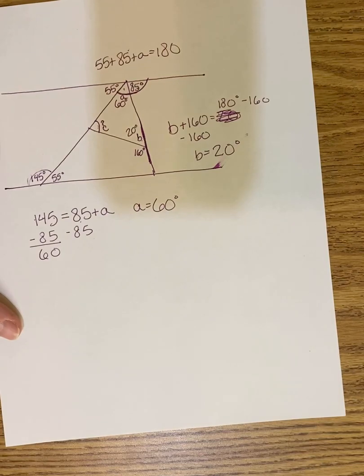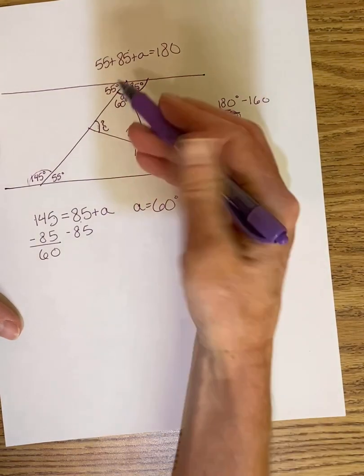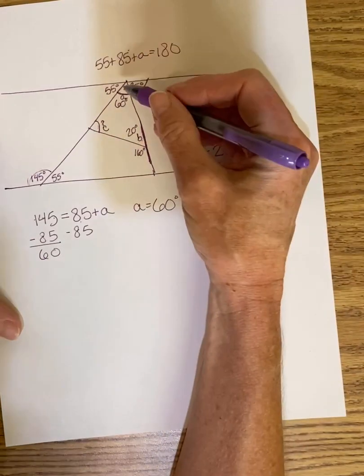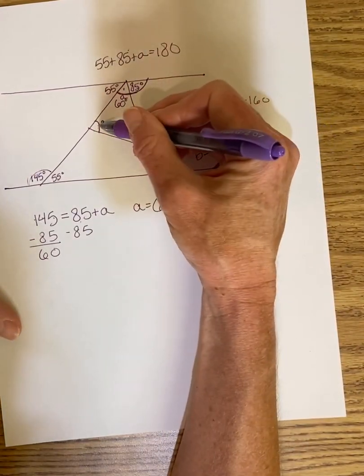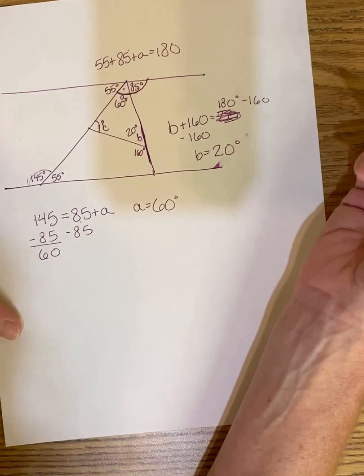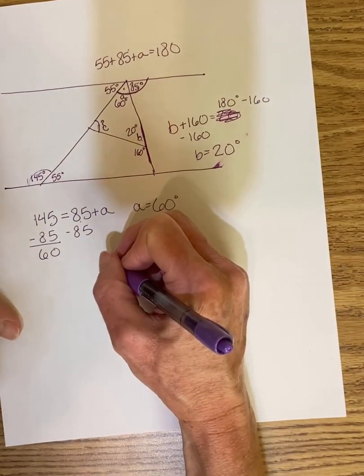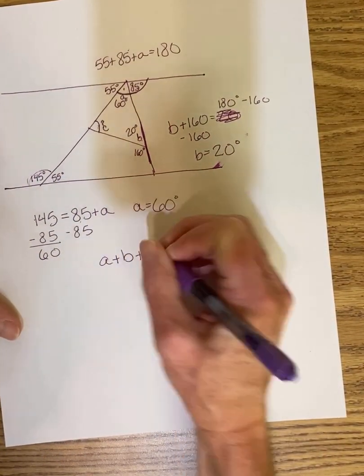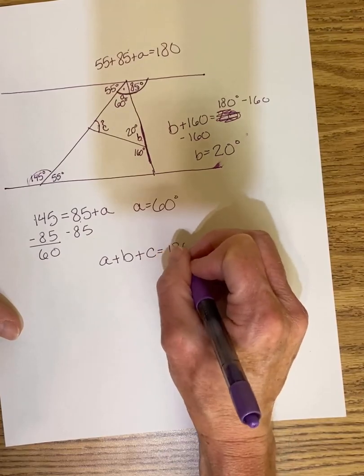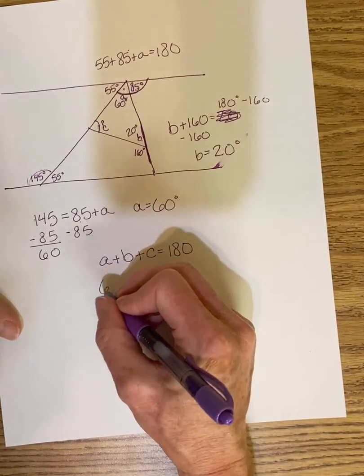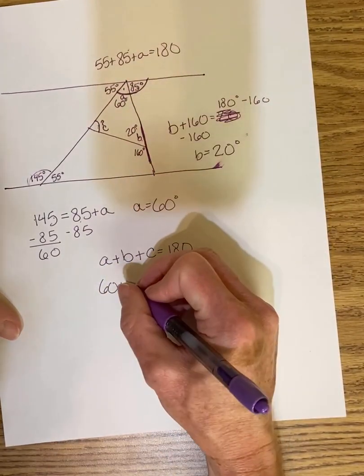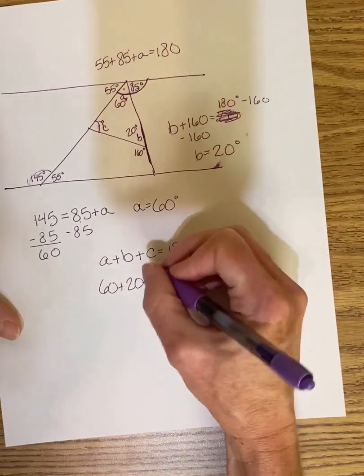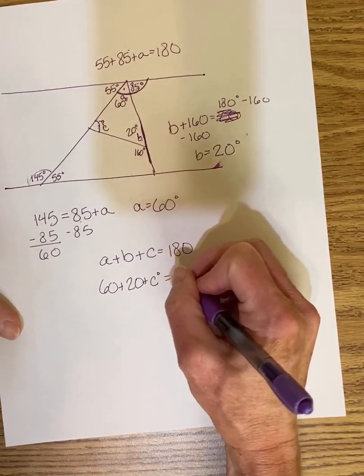And it looks like my drawing is not really true to what these angles are, because we're going to come up with kind of a funny thing for that one. So now I know this angle. Now I know this angle. Can I figure out this angle? Yes. So A plus B plus C equals 180. I know the A is 60. B is 20. C is, I don't know, that's what I'm trying to find out, equals 180.